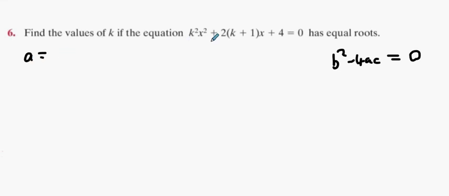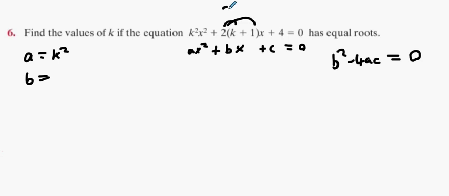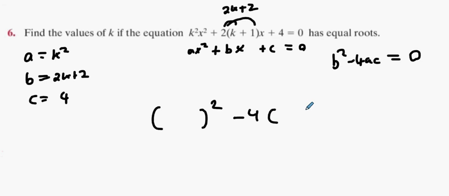What's the a value? The a value is what comes in front of the x squared. What's the a value in this question? Yep. What's the b value? Yep. What's the c value? Great. Here's what I want you to do. I want you to replace b squared minus 4ac with the letters you just gave it, solve it, and find the values of k.